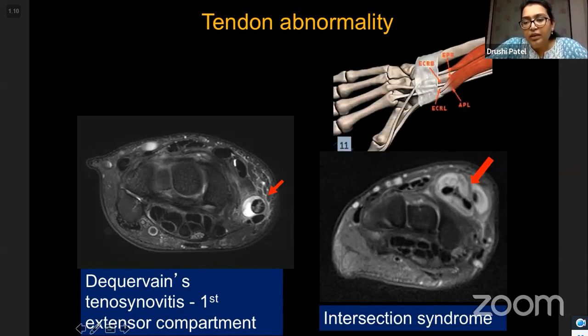This is when the extensor carpi radialis brevis and longus, that is the second compartment tendons, cross the APL and EPB. That point of friction results in reactionary tenosynovitis changes, and that is known as intersection syndrome. De Quervain tenosynovitis occurs at this level, whereas this crossing over occurs about 3-4 centimeters from the joint line. So these changes are more likely to be in the distal forearm.